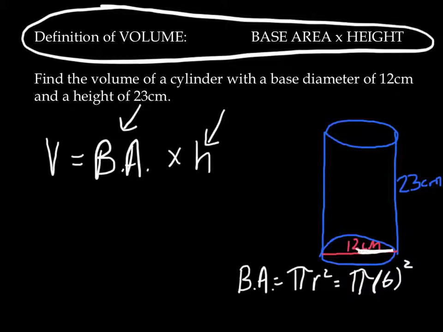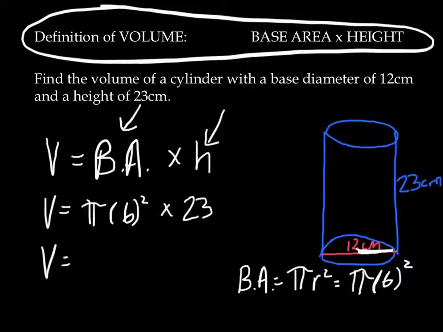Okay, so now we know the base area and we know the height. Let's write it all down. The base area is pi times 6 squared, whatever that gives us. And then we multiply this times the height, which is 23 centimeters. Well, now it's just a matter of typing all this into our calculator. Type away, and I end up with a final answer that the volume of this object is 2,601.2 centimeters cubed.